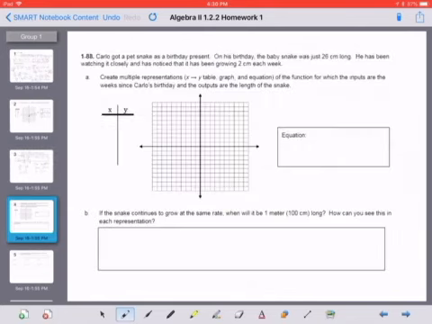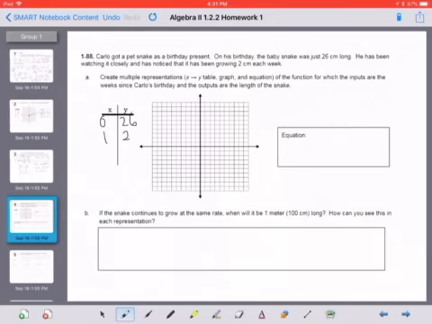The next problem says Carlo got a pet snake as a birthday present. On his birthday, the baby snake was just 26 centimeters long. He had been watching it closely and noticed that it had been growing 2 centimeters each week. Create a table. So I know I would start at 0. So that would be when it was 26. And it tells me that it grows 2 centimeters each week.